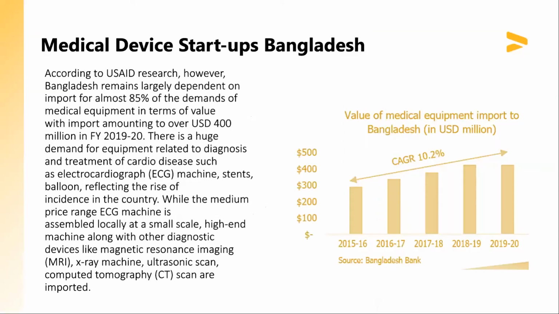According to USAID research, Bangladesh remains largely dependent on import for almost 85% of the demands of medical equipment in terms of value, with import amounting to over USD 40 million in years. There is a huge demand for equipment related to diagnosis and treatment of cardio disease such as ECG machines, stents, balloon, reflecting the rise of incident in the country. While the medium price range ECG machine is assembled locally at a small scale, high-end machine along with other diagnosis devices like MRI, X-ray machine, ultrasonic scan, CT scan are imported.